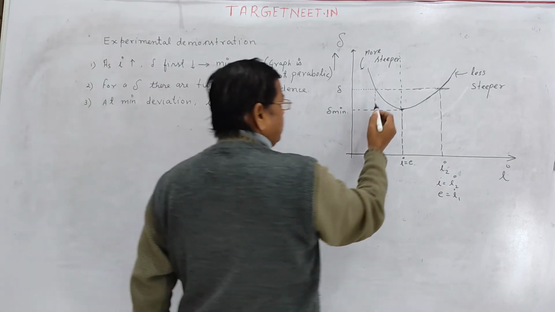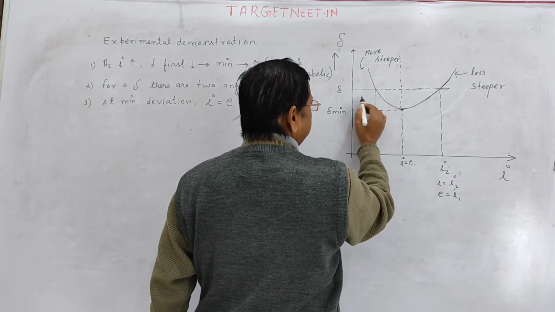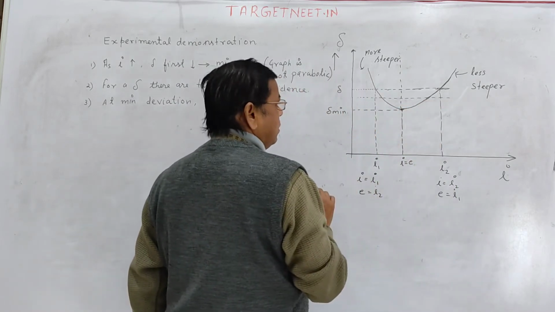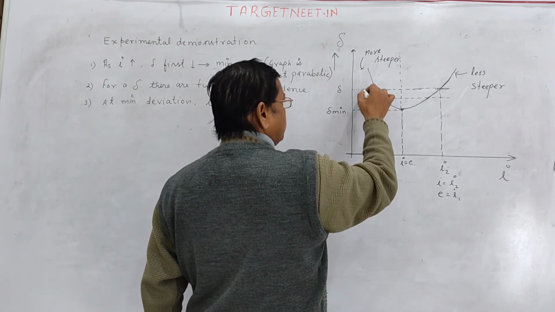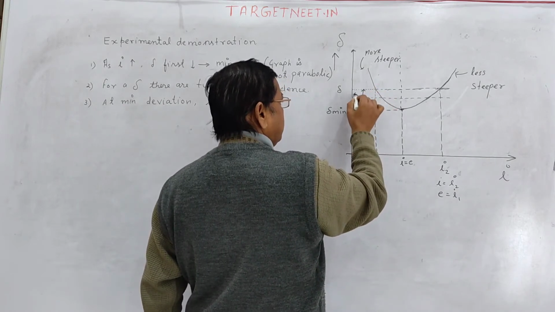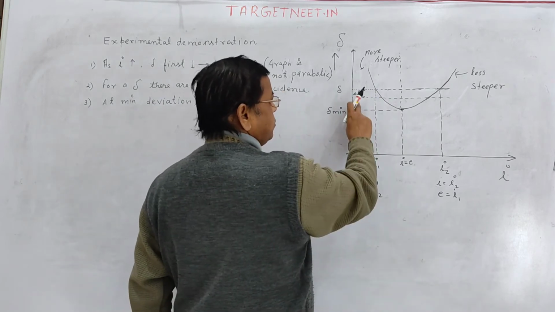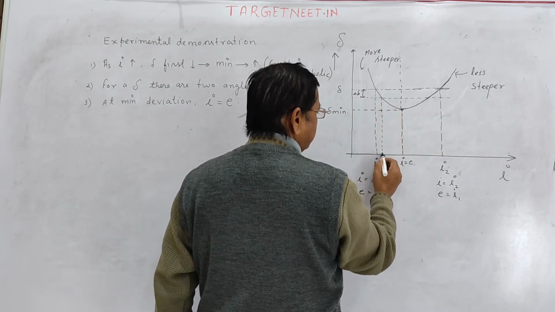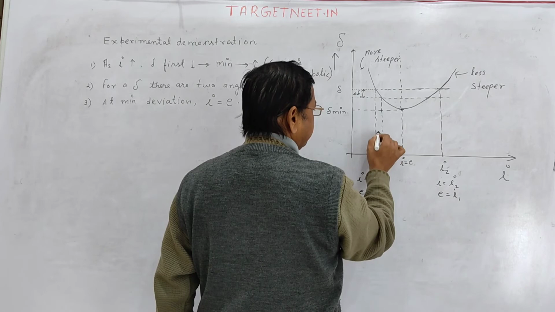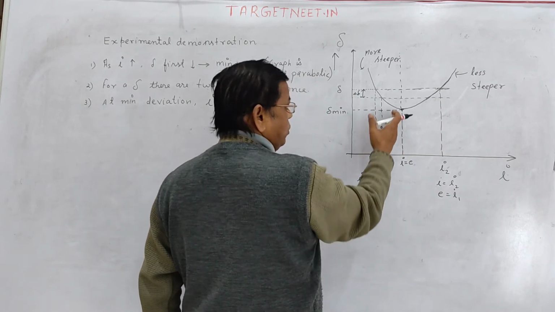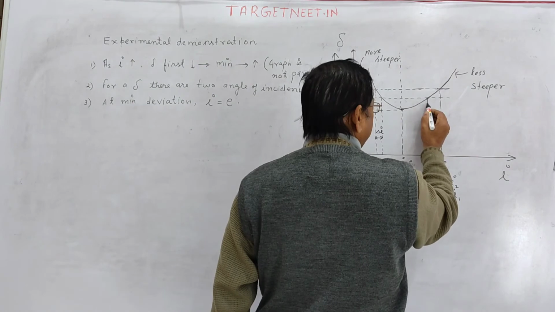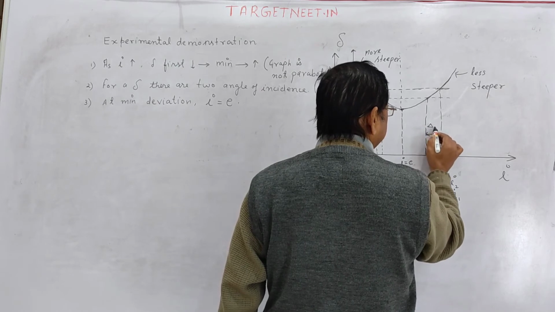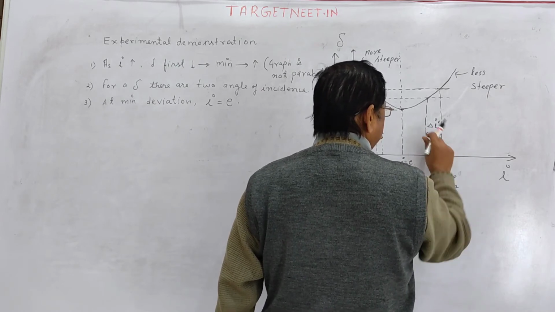So to get the same change in angle of deviation, suppose you want to change the angle of deviation delta here this much, then you have to change the angle of incidence this much on this side. But for the same change in angle of deviation, you have to change this much angle of incidence on this side. Let it be I prime.